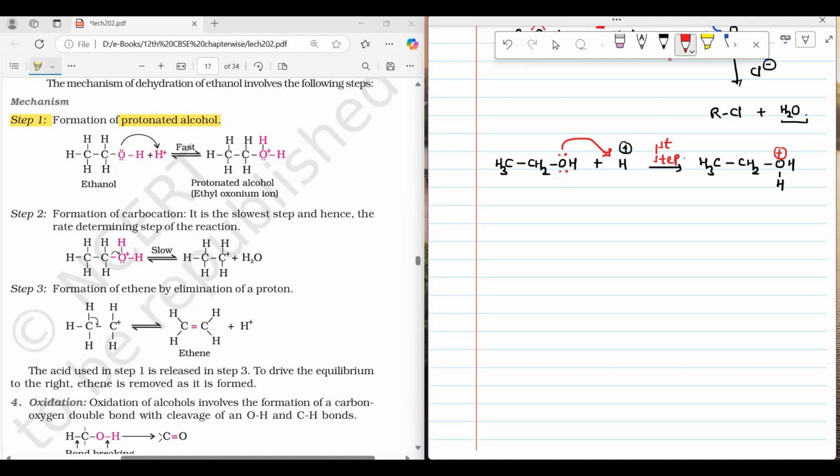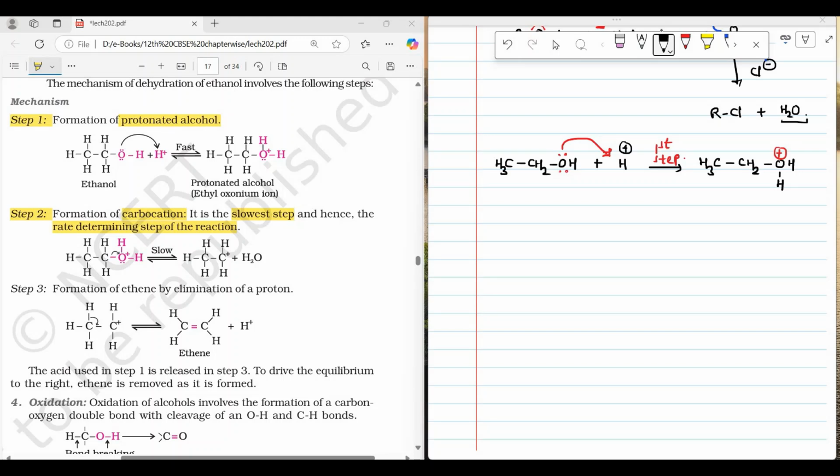First step is the formation of protonated alcohol. Now come to the second step of the reaction. Second step is the formation of carbocation. This is the slowest step, and hence it is the rate determining step of the reaction.